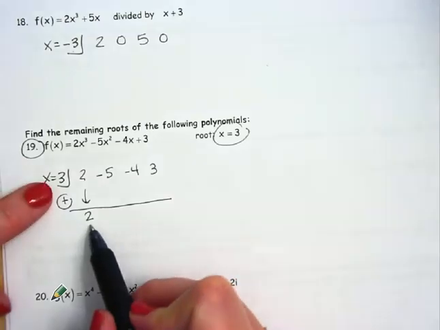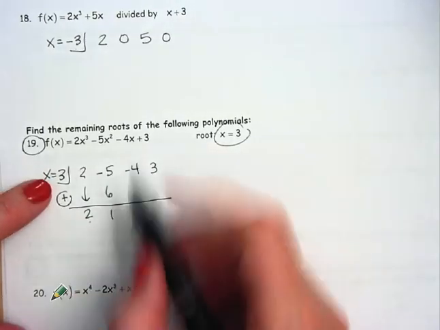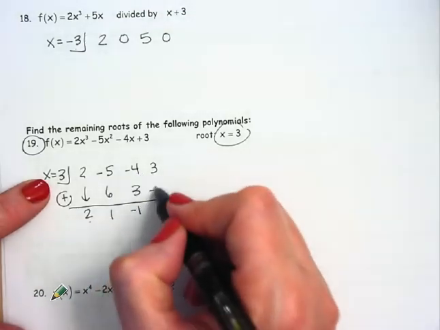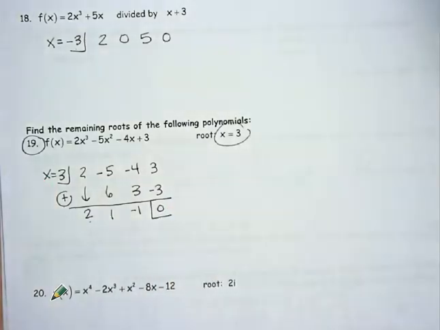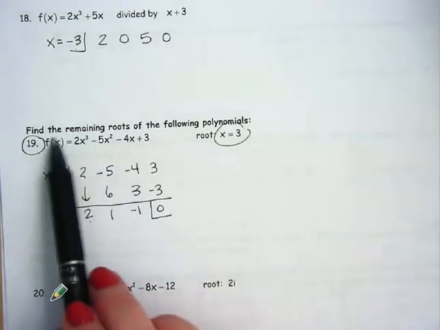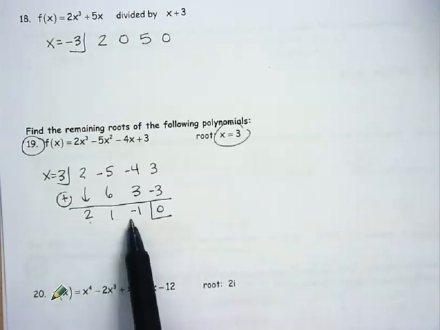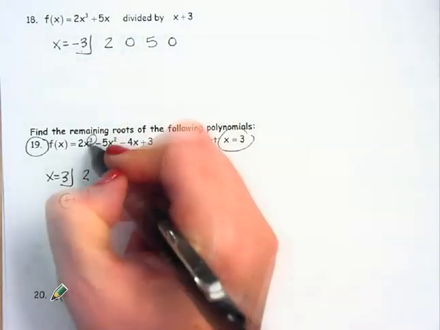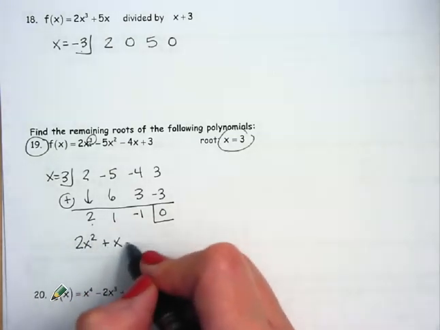I bring down the 2. 3 times 2 is 6. That goes here. Add. 3 times 1 is 3. That goes here. Add. And 3 times negative 3, 0. So I got my 0 remainder. So it's asking me to find the remaining roots. We get roots from factors. So we're going to have to factor this expression. I'm going to add my x's back in 1 degree less than I started with. So 2x squared plus 1x minus 1.